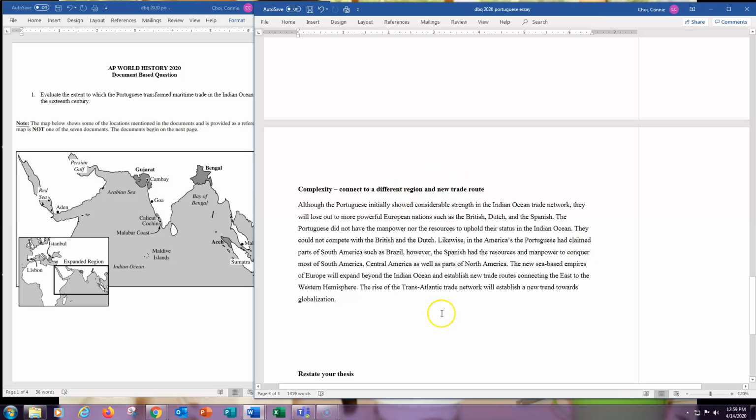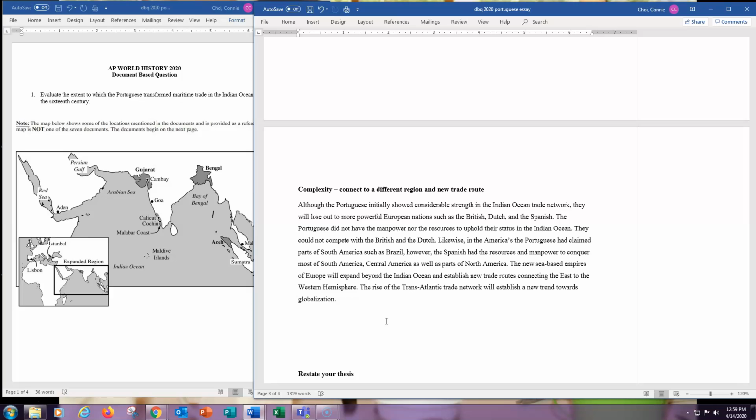So what is my comparison? I'm comparing the Portuguese to the other European nations, because the Portuguese will initiate contact in the Indian Ocean, but they're going to be weakened compared to the other Europeans, such as the British and the Dutch in the Indian Ocean. Likewise, it's the same in the Americas. The Portuguese have also settled into Brazil, but we know that in comparison to the Spanish, it's the Spanish who are going to dominate the Americas.